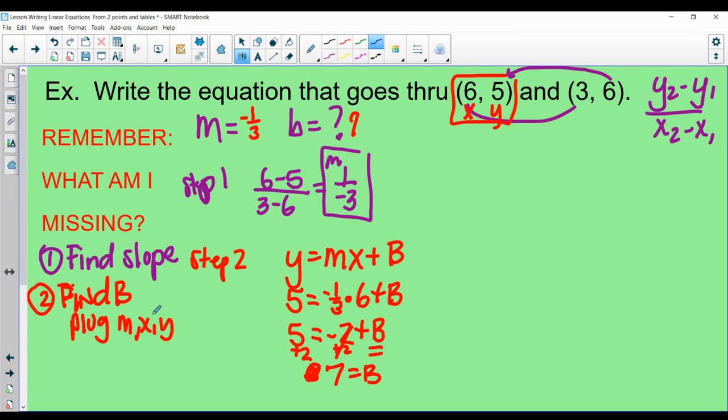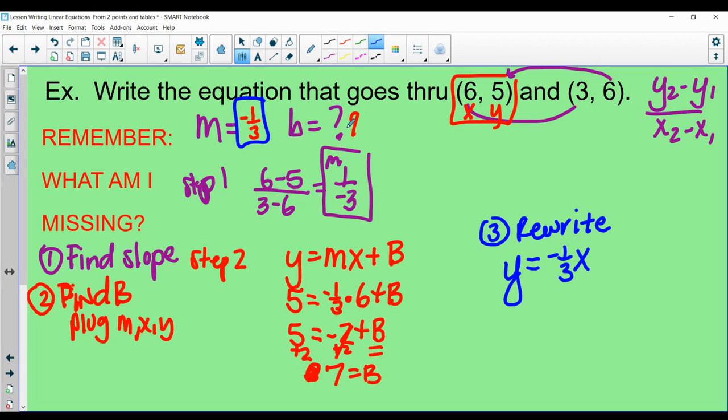Now I'm just going to, step 3, rewrite my equation. Remember, when you're writing an equation, you need a number in front of x, which is your slope, which we figured out was 1/3. Don't forget to put the x behind it. And since this is a positive 7, you put plus 7. And this is my answer.